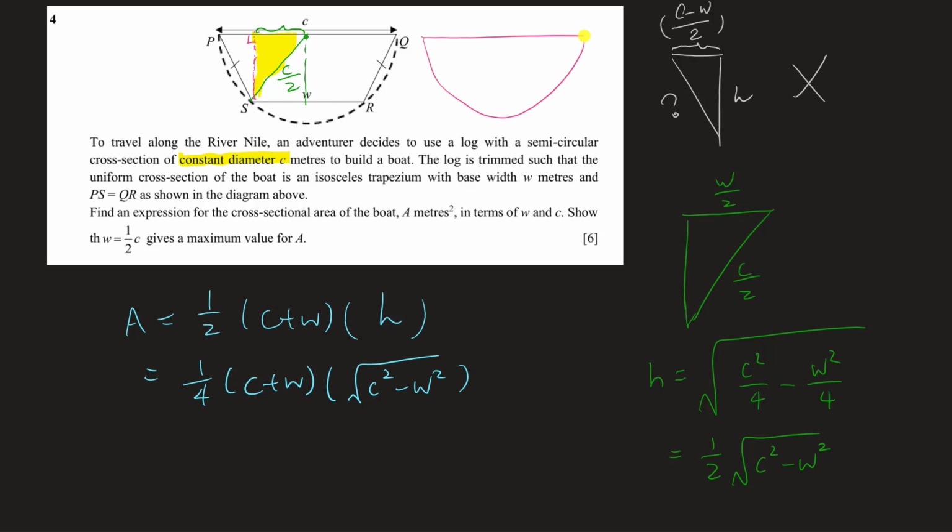We can either create a really flat looking boat, or we can create a deep boat like that. What they are saying is, in order to maximize this area, your w, if it's exactly half of c, that would be best. So here clearly we want to differentiate A. With respect to what? Of course you don't differentiate A with respect to c because c is a constant, so you differentiate A with respect to w.